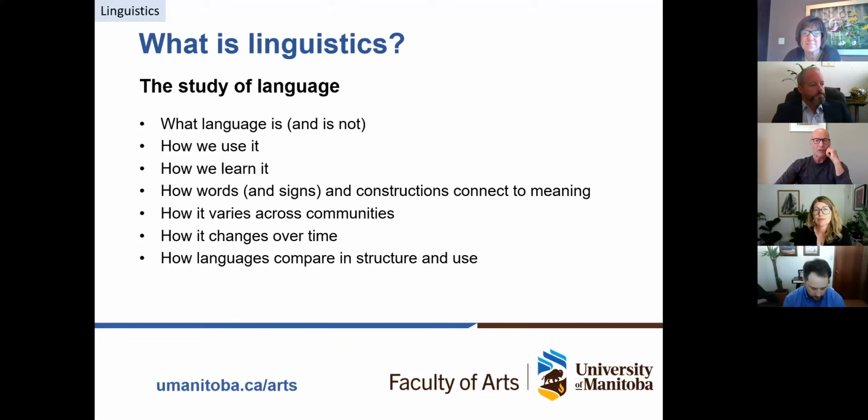We also are interested in how language changes over time, because every language does change over time. And sometimes you go through periods where language changes a great deal. And then we compare how languages differ in structure and use. Not everybody uses language in the same way, and not all language structures are identical.